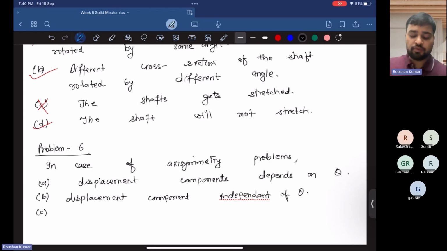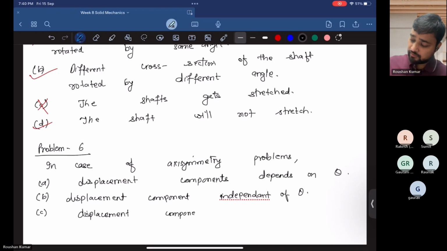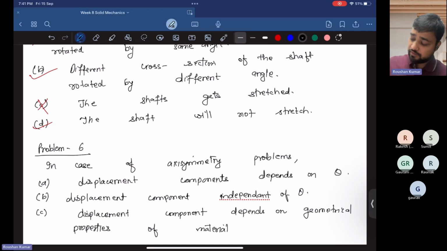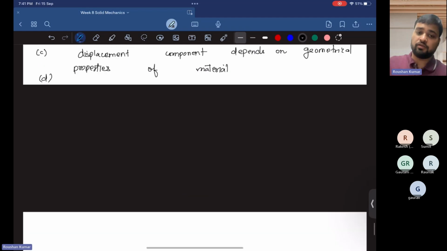The third option, displacement component depends on geometrical properties of material. And the fourth option is none of these.